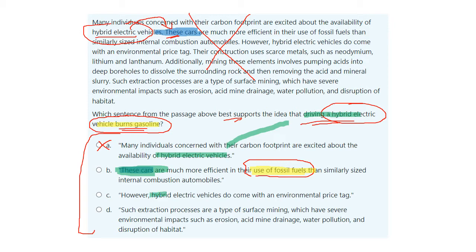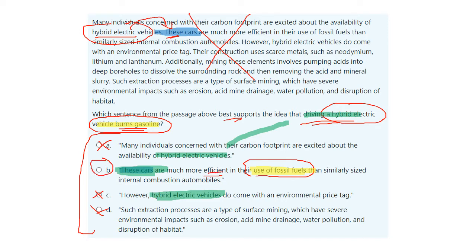C. Hybrid electric vehicles do come with an environmental price tag. That's got the hybrid electric vehicle, but it's got nothing about burning fossil fuel. And then D. Such extraction processes are a type of surface mining which have severe environmental impacts such as erosion, acid mine drainage, water pollution, and disruption of habitat. These are all environmental problems, but there is nothing there about driving hybrid vehicles. And there's also nothing there about burning gasoline. So D has none of the ideas in it. C only has one. The best answer is going to be B.